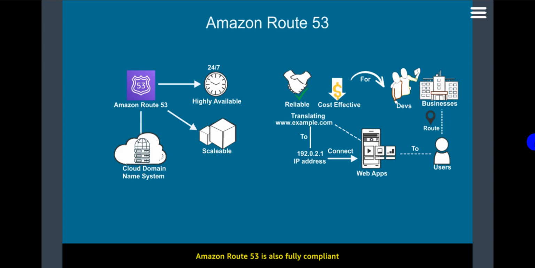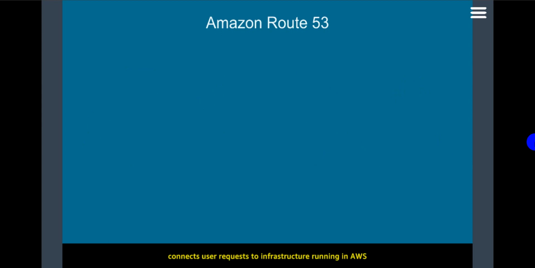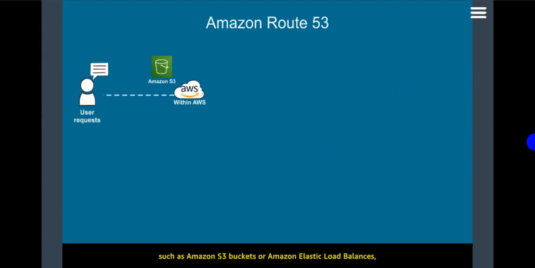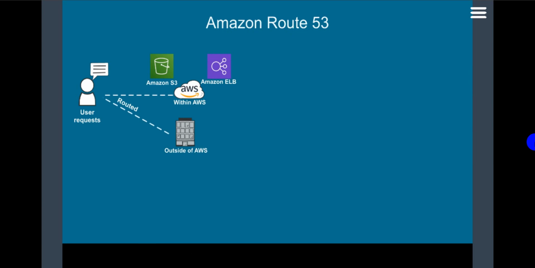Amazon Route 53 is also fully compliant with Internet Protocol version 6. Amazon Route 53 connects user requests to infrastructure running in AWS, such as Amazon S3 buckets or Amazon Elastic Load Balancers, and can also be used to route users to infrastructure outside of AWS.